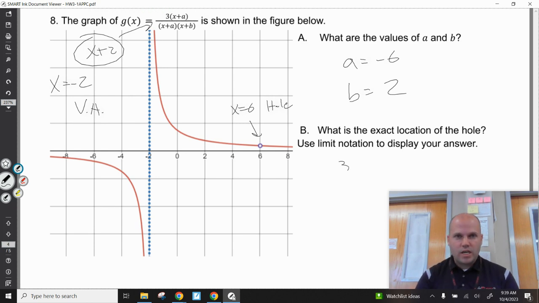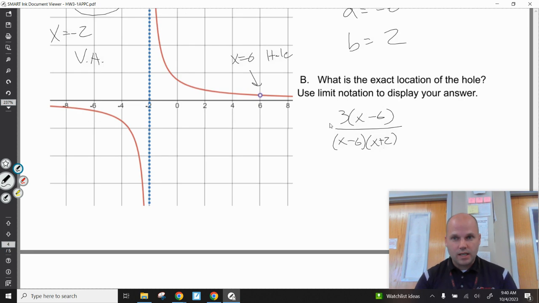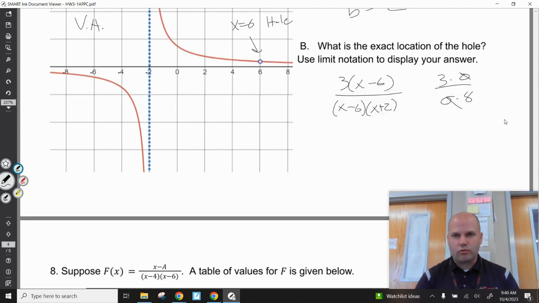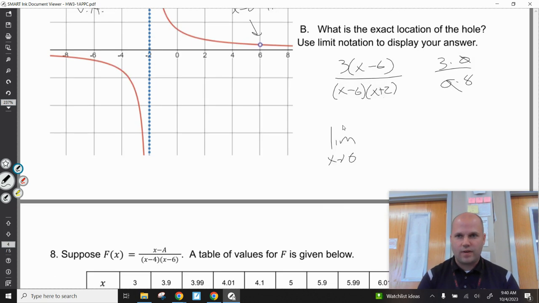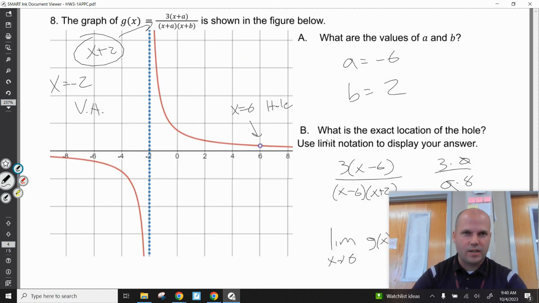Well, if you have 3 times x minus 6 over x minus 6 times x plus 2, if I plugged in 6, I'd get 3 times 0 over 0 times 8. As we plug in values close to 6, we're not getting zeros, we're getting values close to 0 that can cancel. We'd get this 3/8. So I would say the limit as x approaches 6 of this function g of x equals 3/8. This is an easy enough one to graph and see.